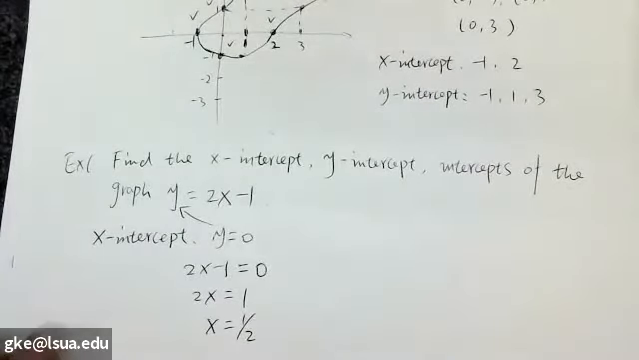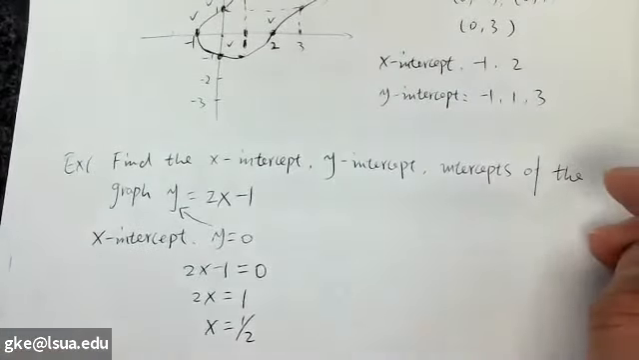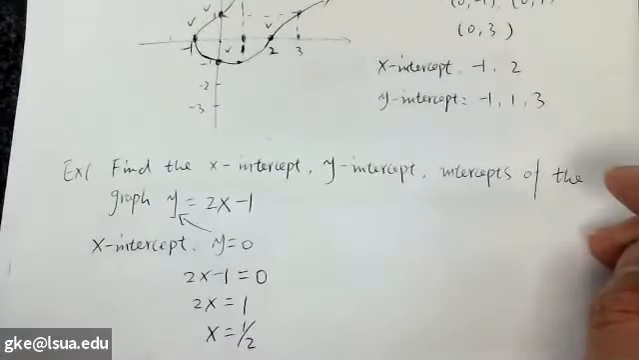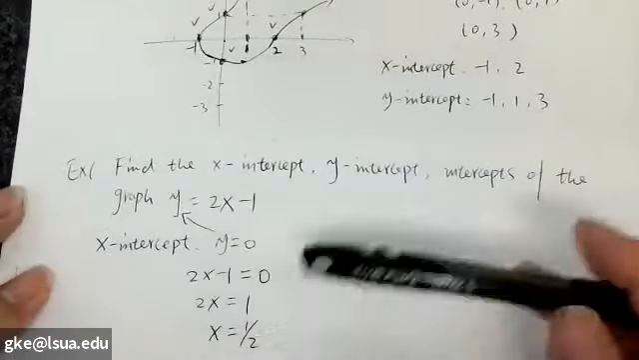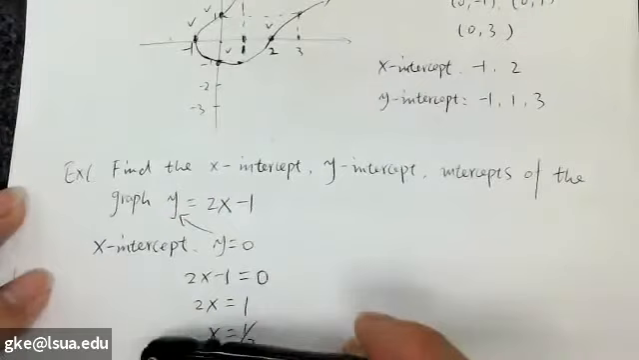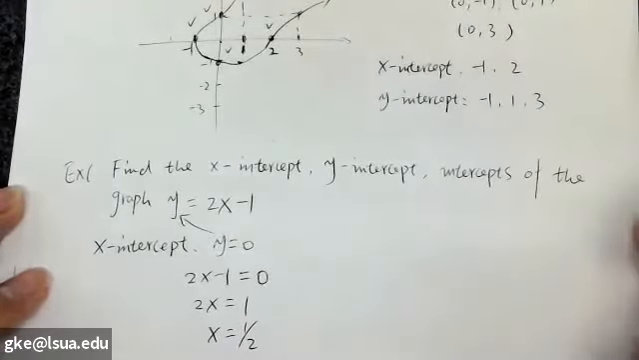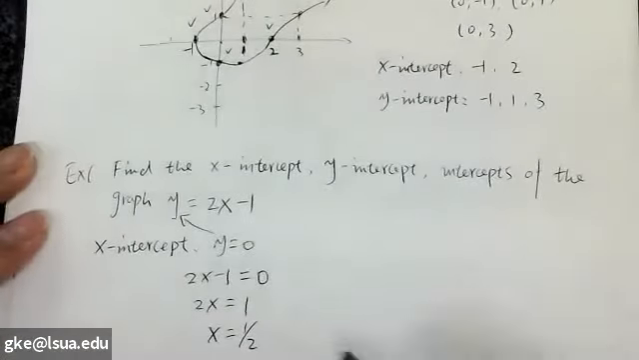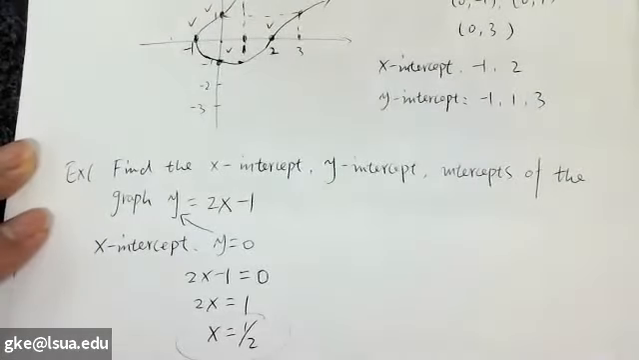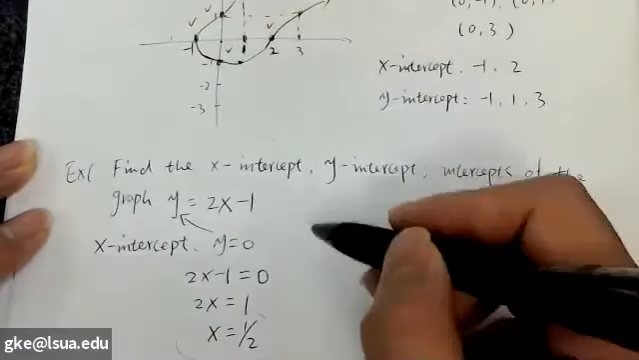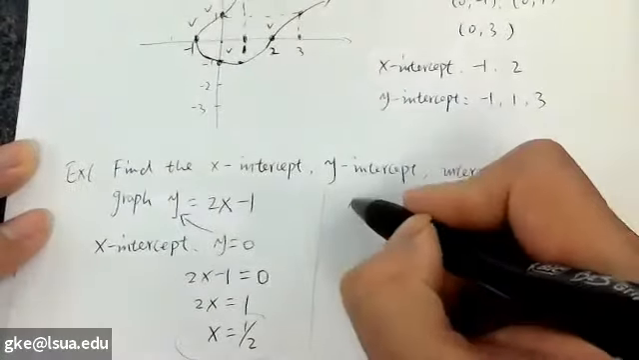Divide by 2 on both sides, we get 1/2. I jump a little bit because we already did this a bunch of times. Do you guys understand what I'm doing here? Just add 1 to both sides and divide by 2. Now this is the x-intercept. Now how to find the y-intercept?